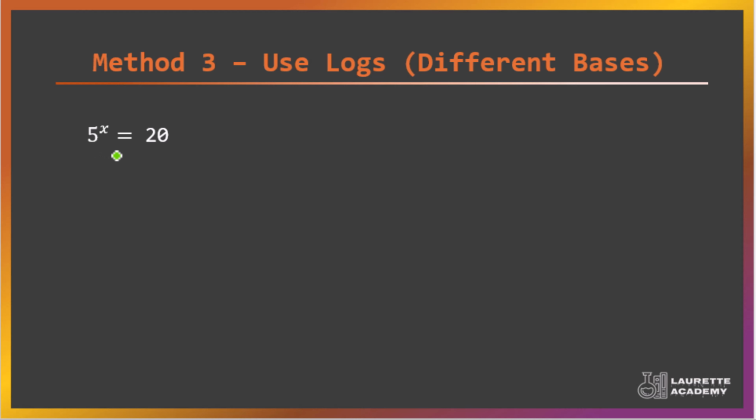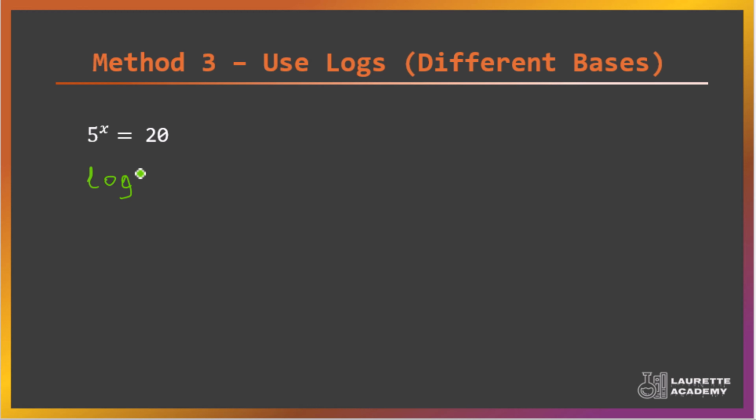5 to the power x equals 20. We cannot write 5 directly or 20 directly as a power of 5. So what we do here is we use logarithms. We take logs on both sides. So we write log. Here the log is to base 10. You can choose any base.